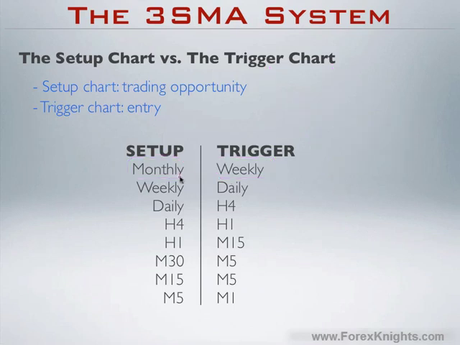So on the monthly time frame, you will zoom into the weekly time frame when it comes to pulling the trigger. If the trend is recognizable on the weekly time frame, then you will zoom into the daily, then the 4 hour, the 1 hour, 30 minutes, 15 minutes, 5 minutes, and then 1 minute.